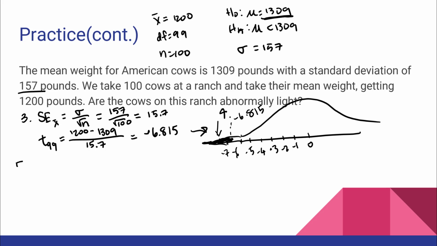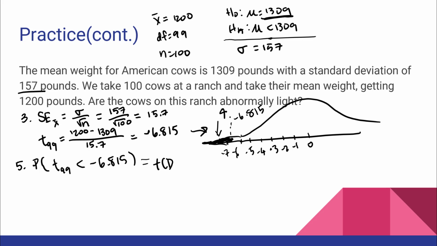Next, we use our calculator in step 5. So the probability that our t-score goes under negative 6.815 is equal to, and then we put in our calculator language. Note that this time I did not multiply it by 2 because our alternative hypothesis only says less than. If it said not equal to, I would multiply by 2, but this time it doesn't, so I don't need it.